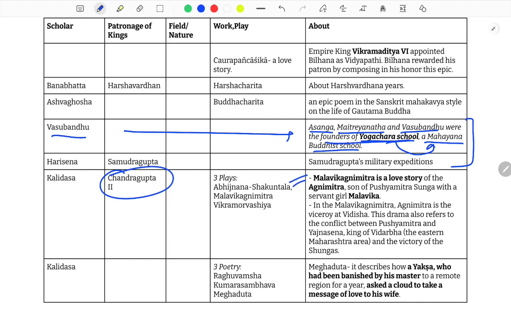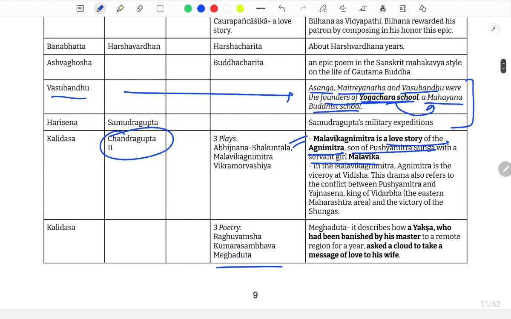Malvikagnimitra, what is Malvikagnimitra? It's a play by Kalidas. Basically, it's a love story of Agnimitra, son of Pushyamitra Shunga, with servant girl Malvika. In the Malvikagnimitra, Agnimitra is the viceroy at Vidisha. This drama also refers to the conflict between Pushyamitra and Yagyasena, king of Vidarbha, the eastern Maharashtra area, and the victory of the Shungas.